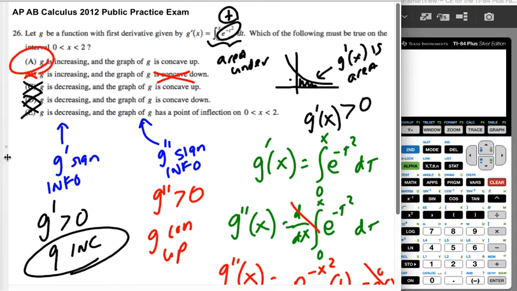It really is about looking at the questions, looking at the answers, and trying to go the shortest path to what you need to get. All right.